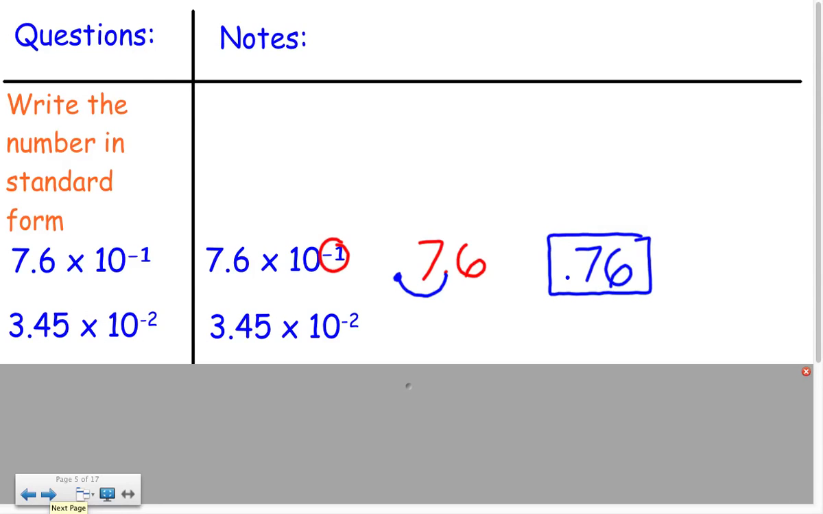3.45 times 10 to the negative second. So my exponent is negative, so my number is going to be small. So I'm going to move my decimal 2 spots to the left to make it smaller. 1, 2. Fill that in with a 0, and my answer is 0.0345.